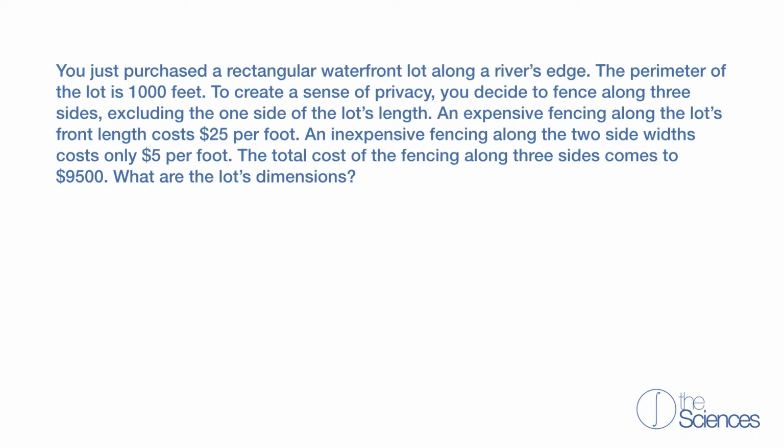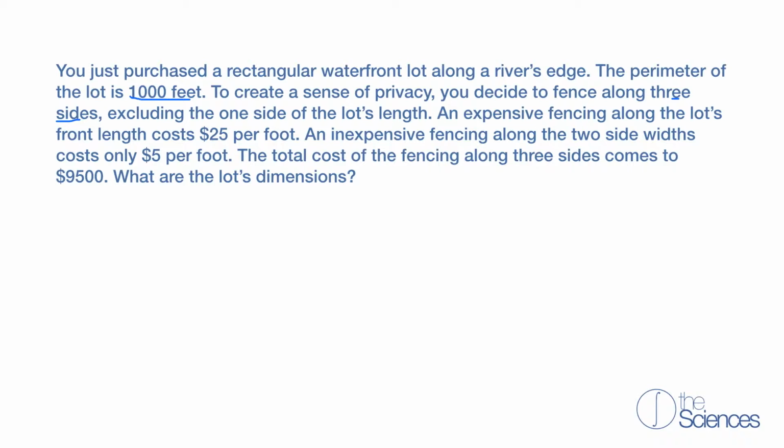You just purchased a rectangular waterfront lot along a river's edge. The perimeter of the lot is 1,000 feet. To create a sense of privacy, you decide to fence along 3 sides, excluding the one side of the lot's length.